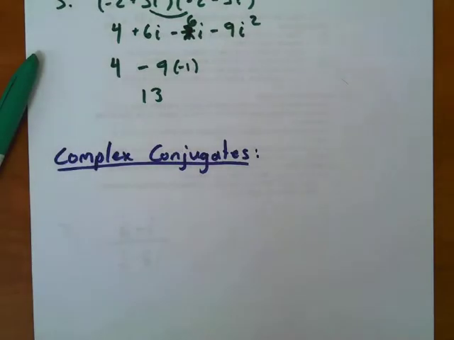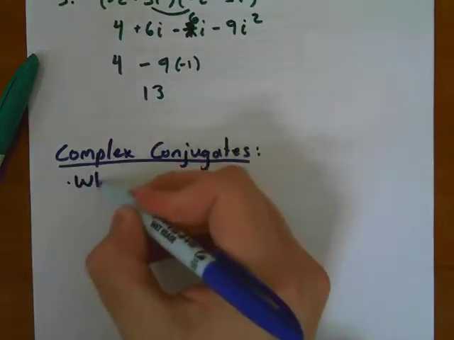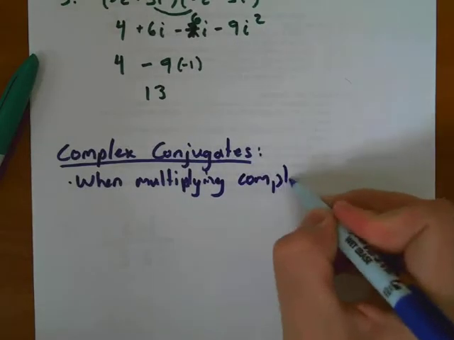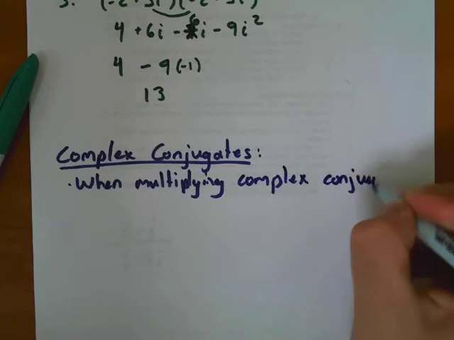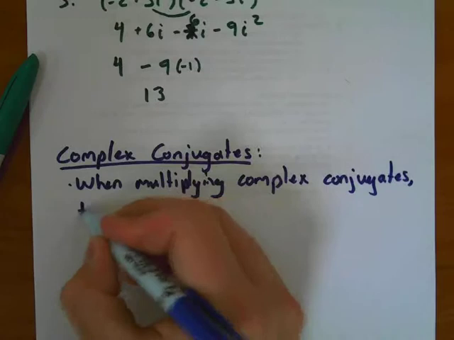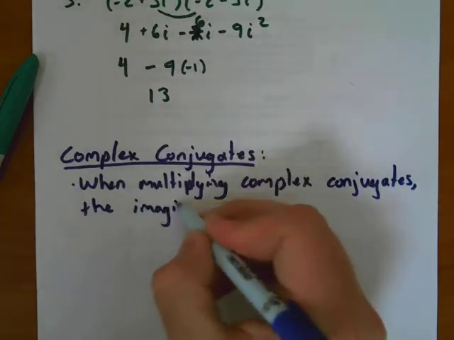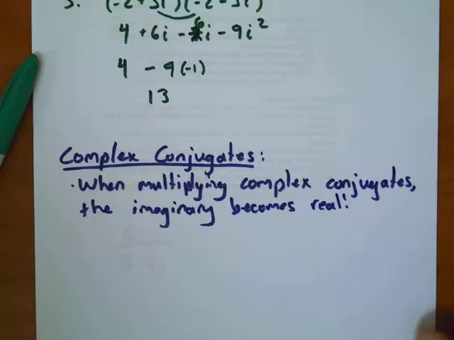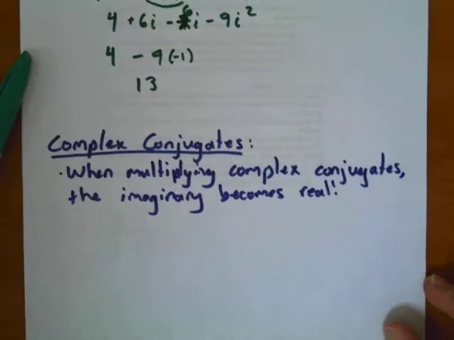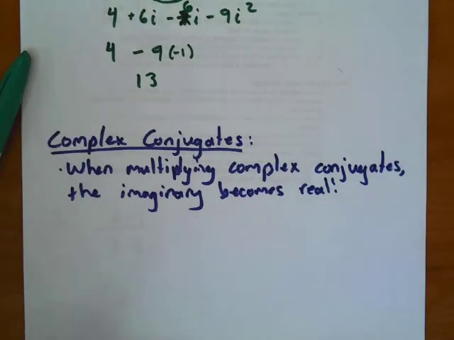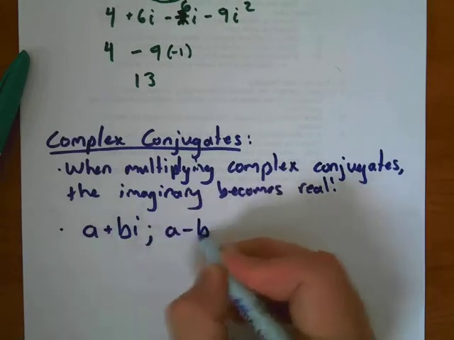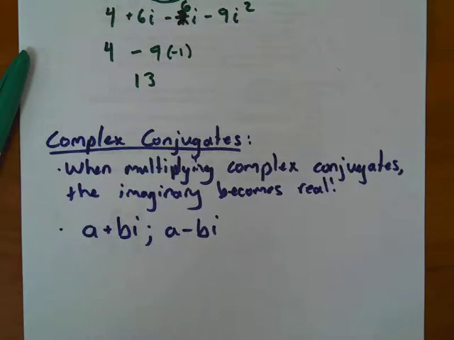And this is very similar to what we talked about with conjugates in terms of square roots. When multiplying complex conjugates, the imaginary becomes real. Sounds like the title to a Disney movie or something. But anyway, if you multiply two complex conjugates, you should end up with a real number. Complex conjugates look like this. A plus bi and a minus bi are complex conjugates.